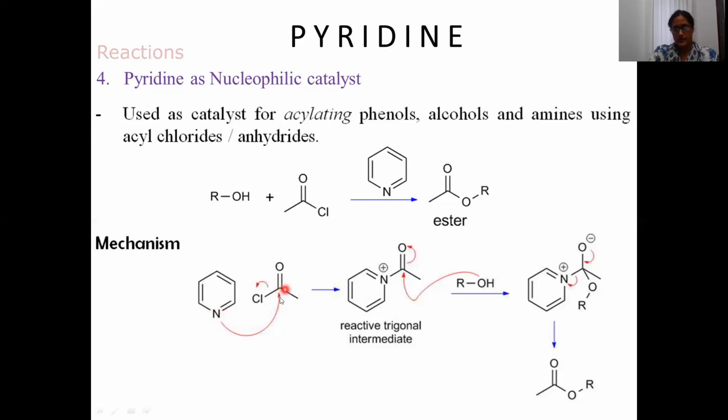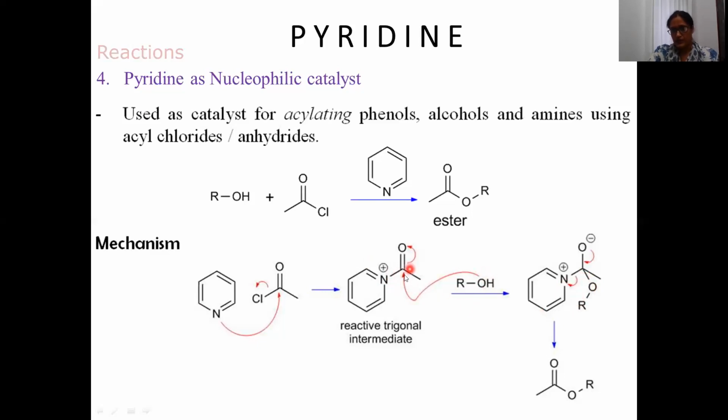Whenever this is attacked over here, this chlorine will be released from here. This bond will break and the chlorine will leave from here, and this pyridine molecule gets attached with the acyl group. Whenever it is attached with the acyl group, this carbon will be electron deficient, and the alcohol which contains the hydroxyl group will attach over this electron deficient carbon and form a bond between the carbon and oxygen. So look at here, carbon and oxygen, and this R group are here.